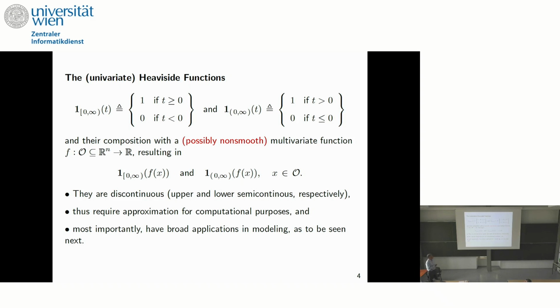Because it's a closed interval, this one is upper semicontinuous, and this one is lower semicontinuous. So it depends on whether you maximize or minimize. For example, if you maximize this, then you're maximizing a lower semicontinuous function, and that's not a very friendly problem. So they're discontinuous, and therefore, in terms of developing algorithms, they definitely require approximations. Now, why am I interested in this? Because there are a lot of applications that can be modeled using this kind of Heaviside composite function.